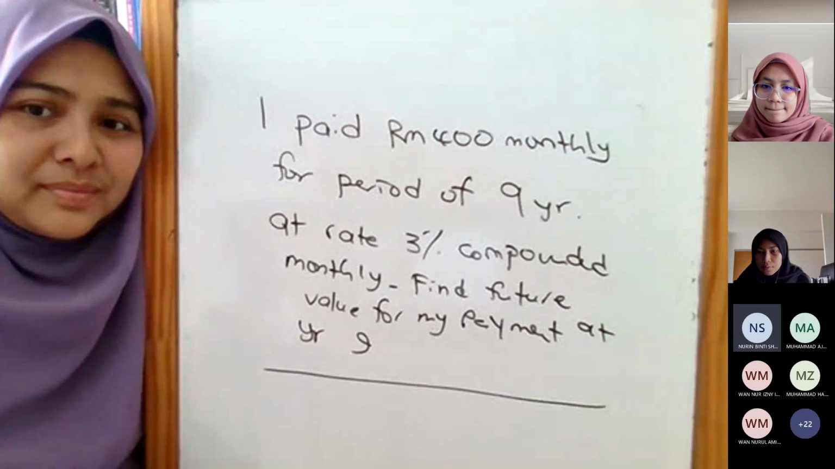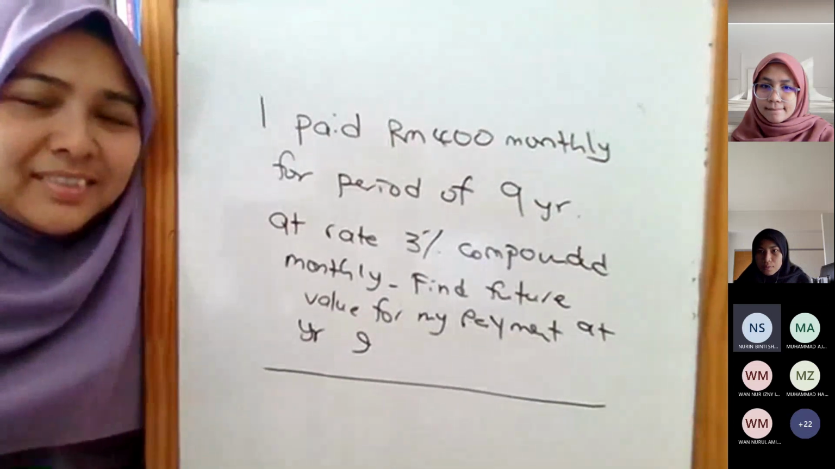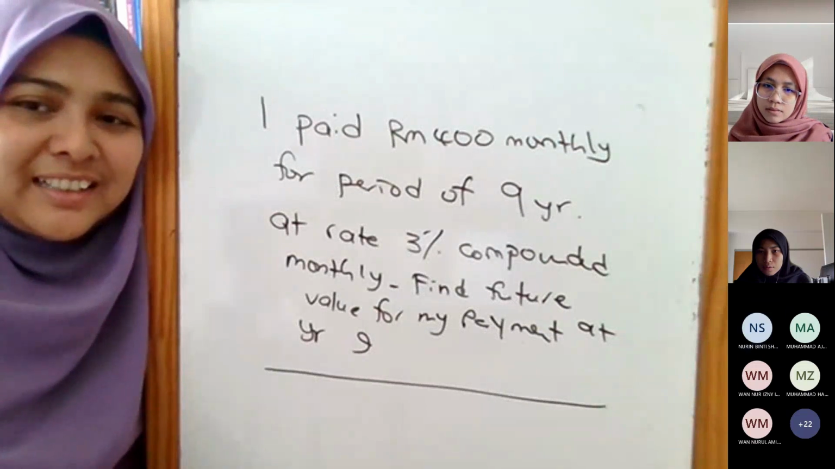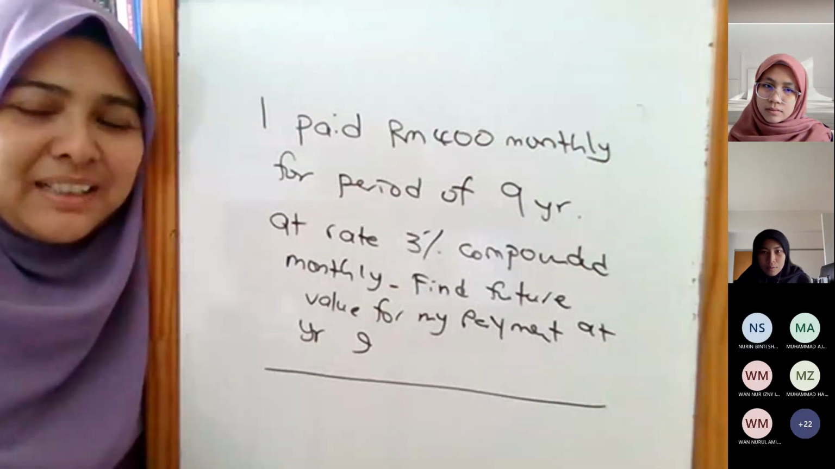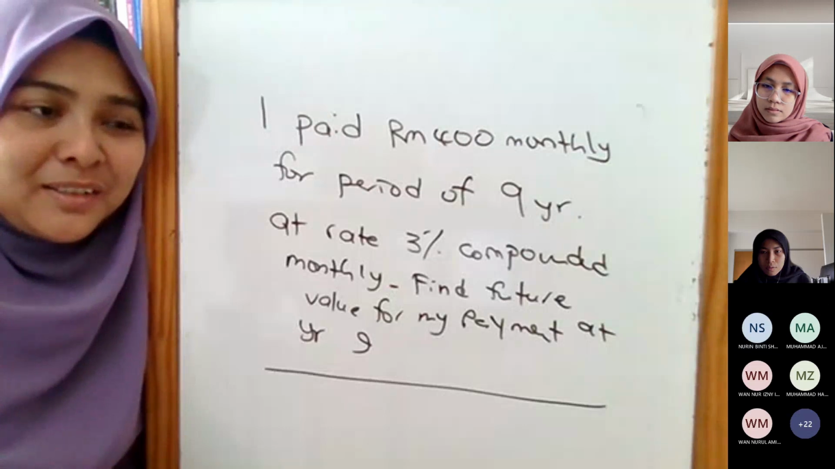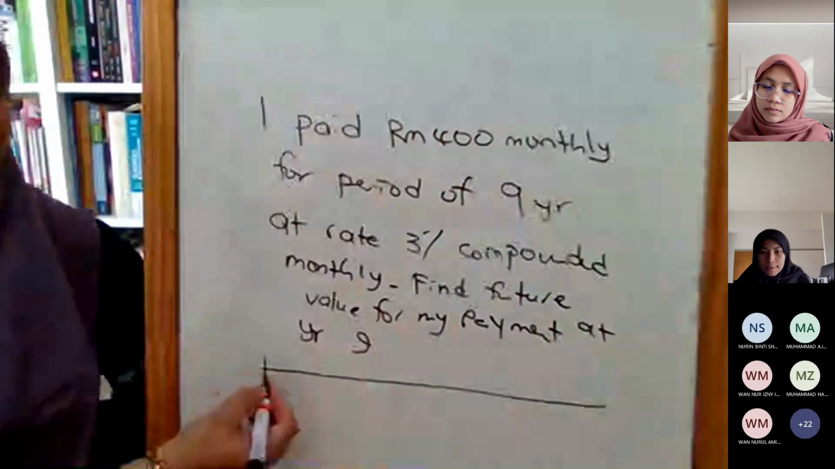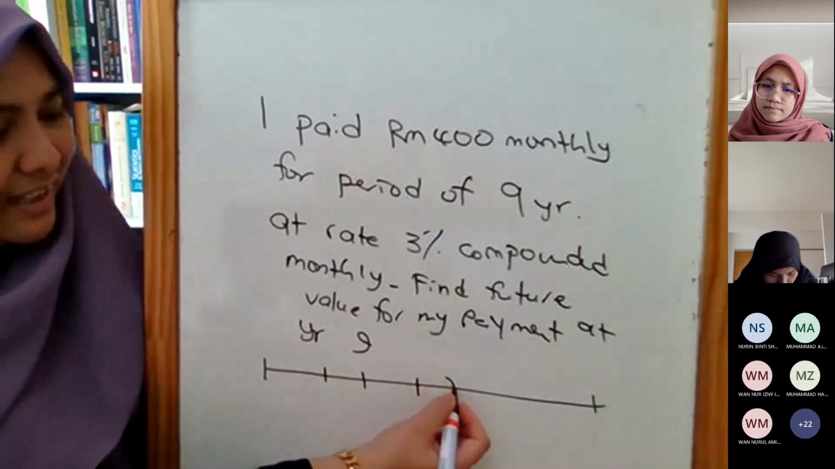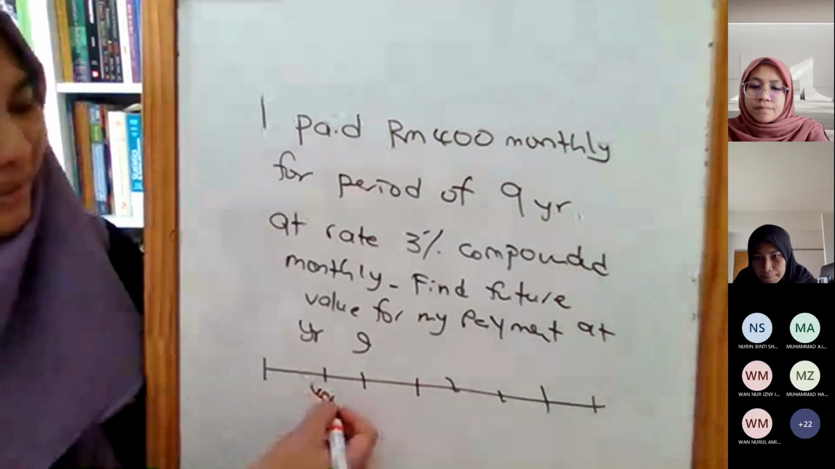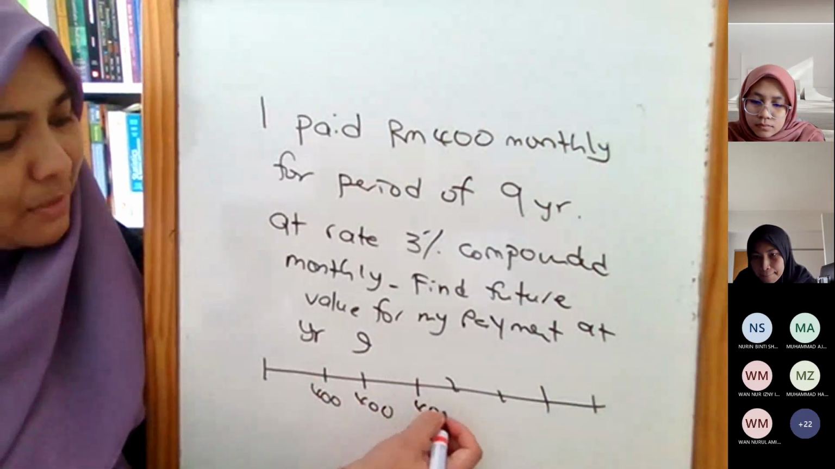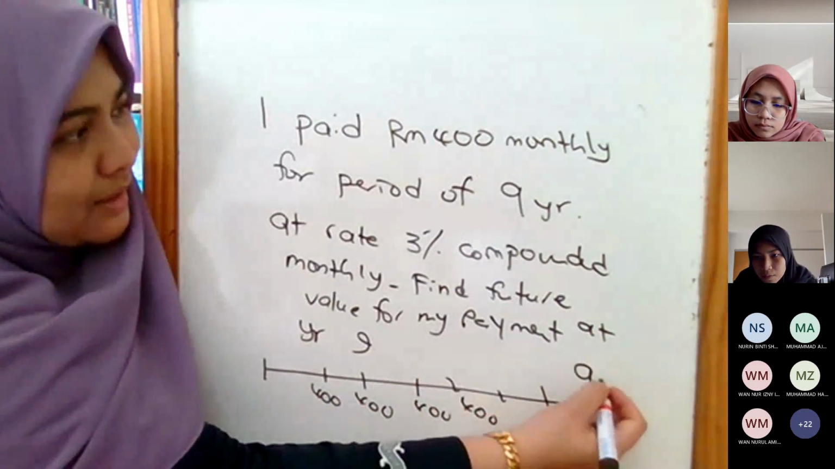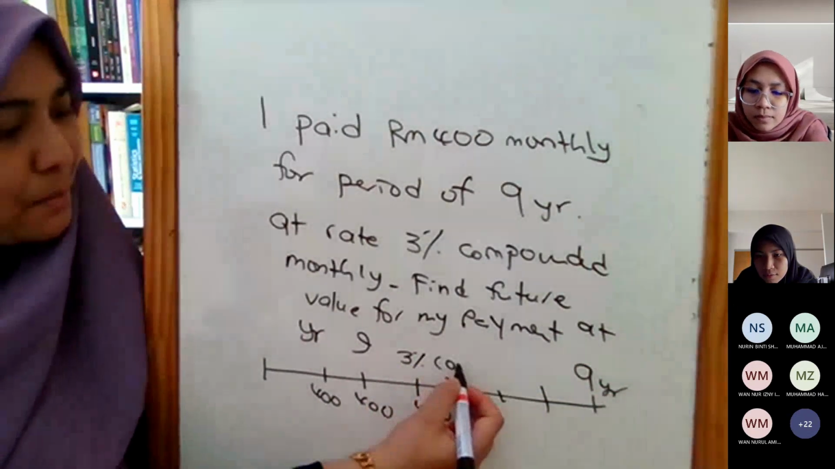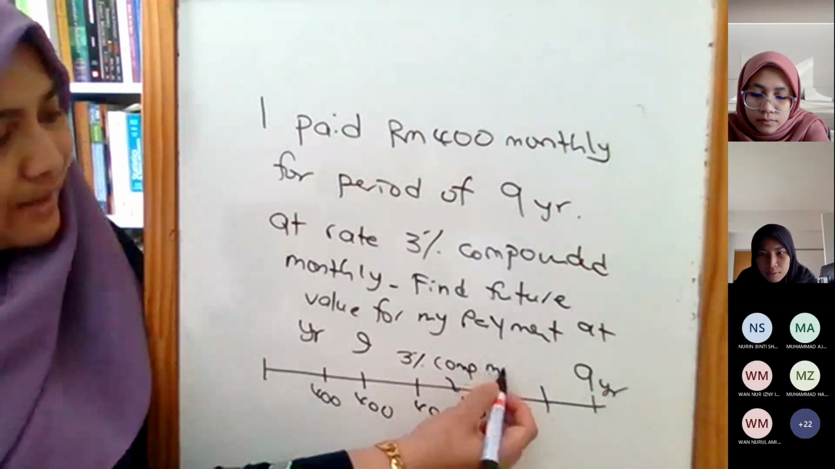Because of what? Paid 400 monthly. 400 monthly, yes. That's it. Your internet isn't stable. Yes, it is also annuity. Right, so if you transfer it to the timeline, what does it say? I paid 400 ringgit monthly. I pay 400 ringgit every month for the period of 9 years, at the rate of 3%. There, the term compounded monthly appears.